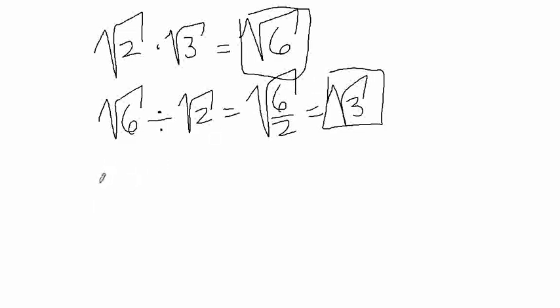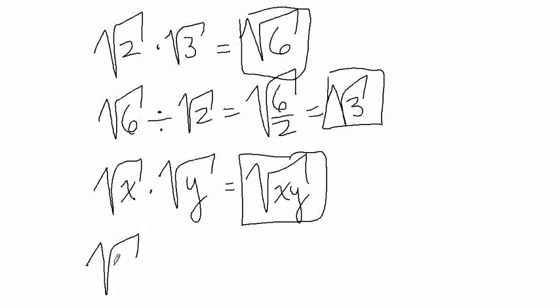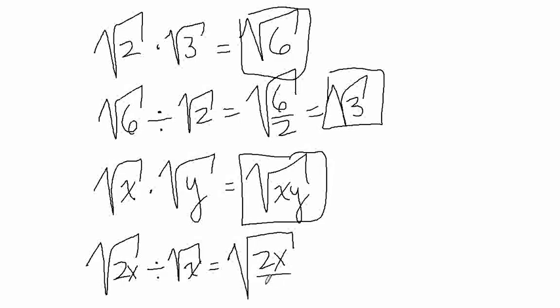So what is the square root of x times the square root of y? Now use the same procedure I used above when I only had numbers. Using the same procedure, the answer here is the square root of xy. Now let's do the square root of 2x divided by the square root of x. Using the same procedure as above, I can replace this with the single radical involving the rational expression 2x over x, and so that simplifies to the square root of 2.